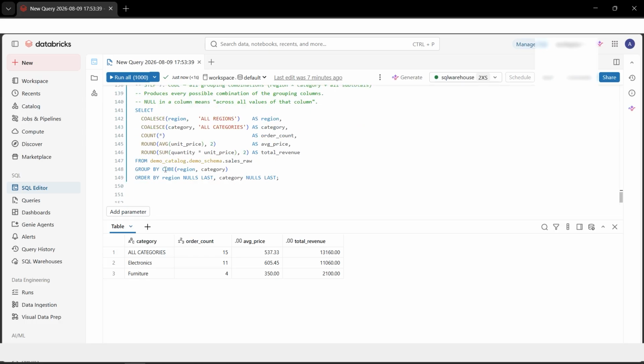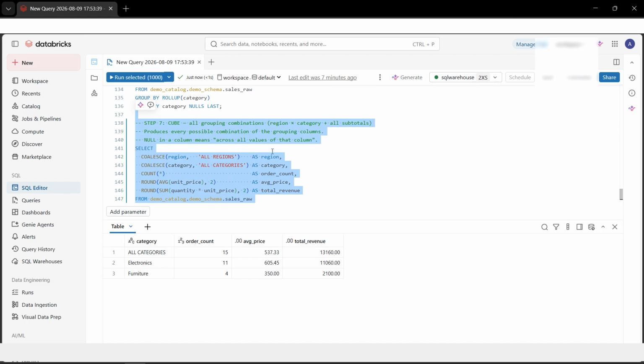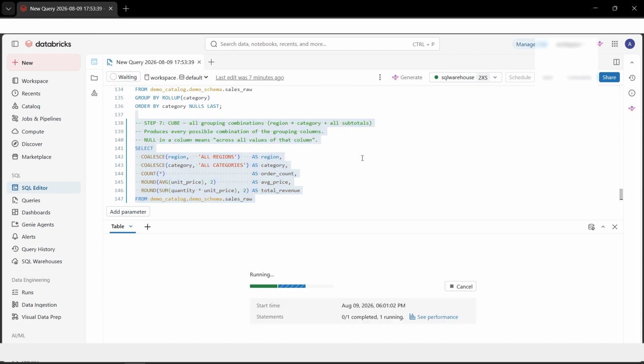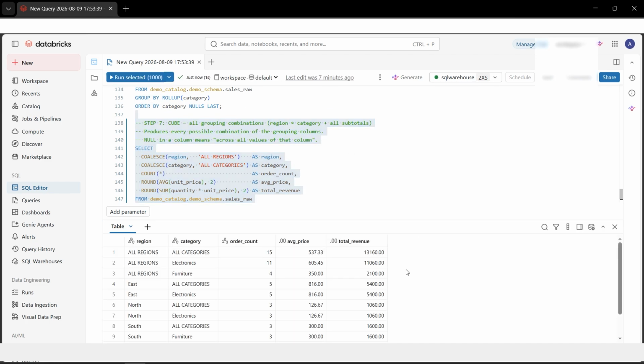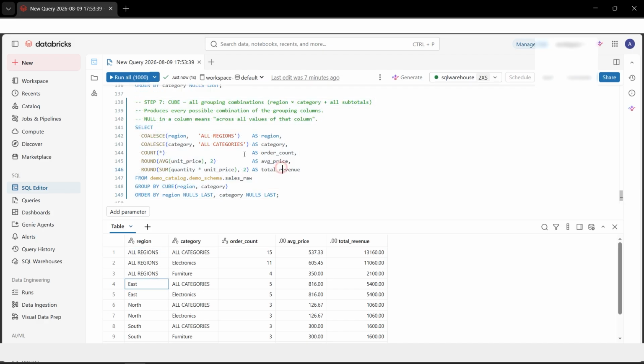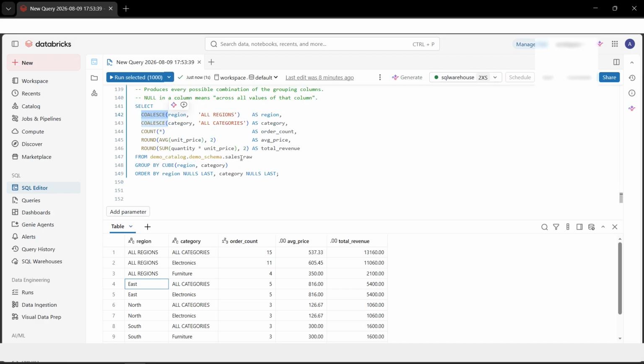If you look, this is group by cube, right? This is our last query in this tutorial. Let's run it. Cube basically groups combinations. If you look here, we have all regions, and then east, and for all categories we have used coalesce here.